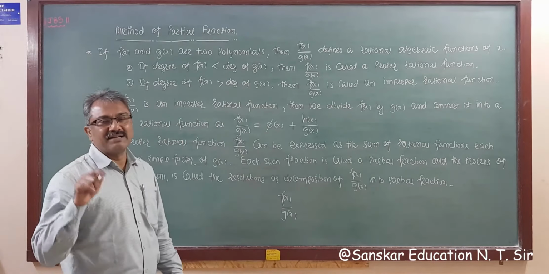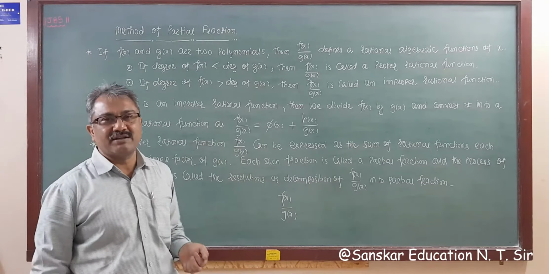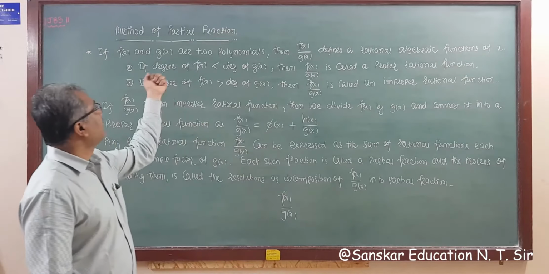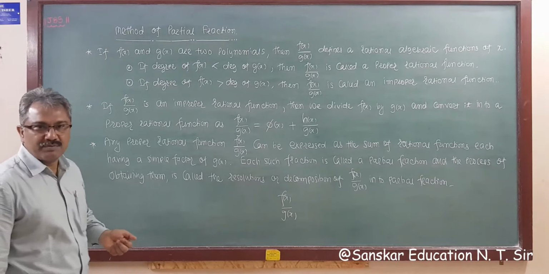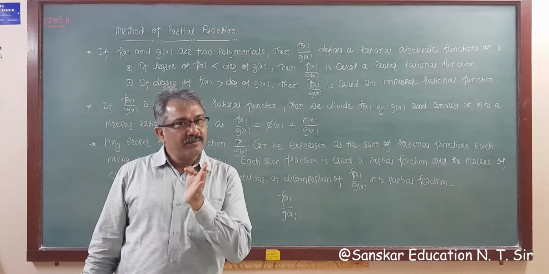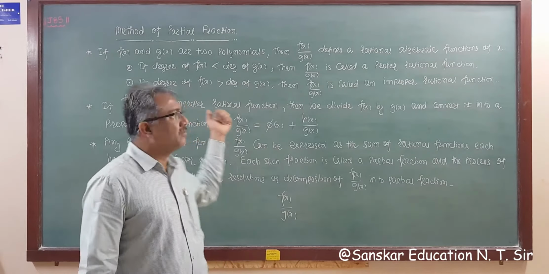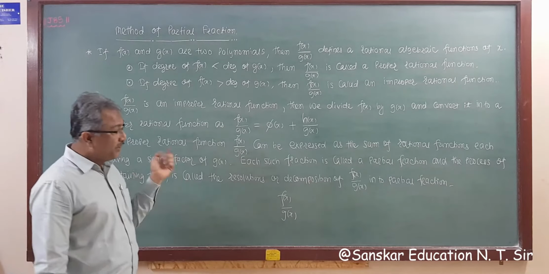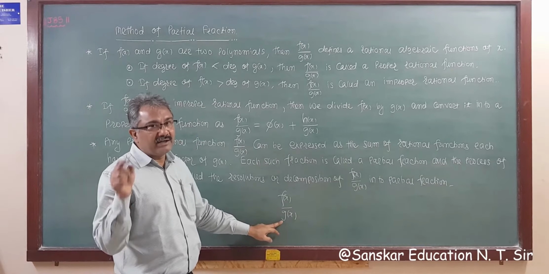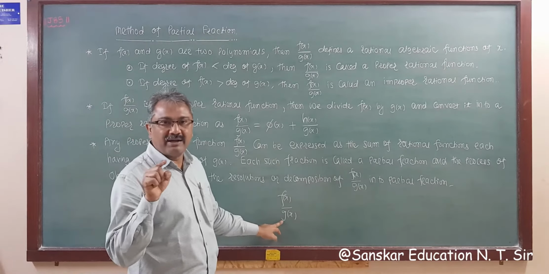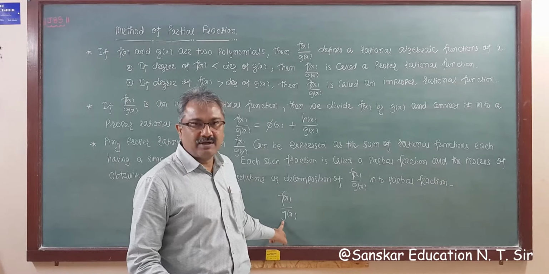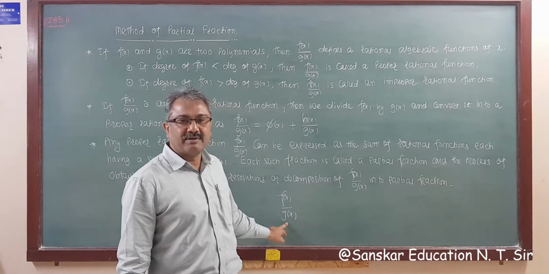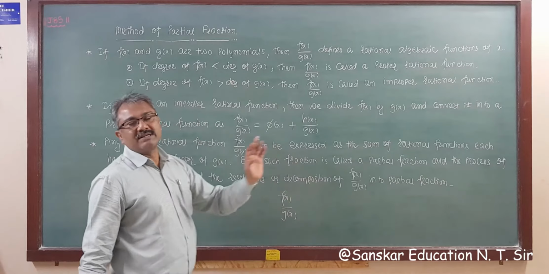If an improper rational function is given, then you have to change that function into a proper rational function, and then you can apply the partial fraction method. Otherwise, you are not able to apply it. Also remember one thing: if the degrees of the numerator and denominator are the same, then you can't apply the partial fraction method. Always the degree of the numerator must be less than the degree of the denominator. Then you can apply the partial fraction method.